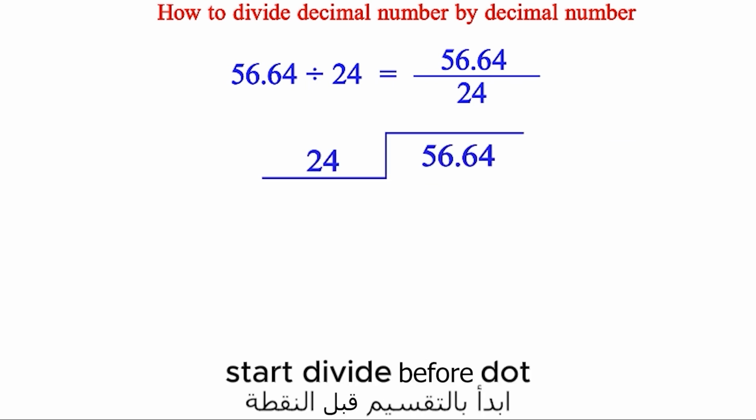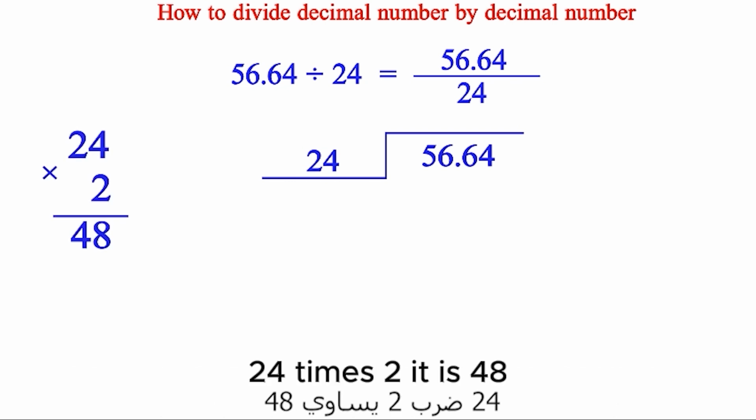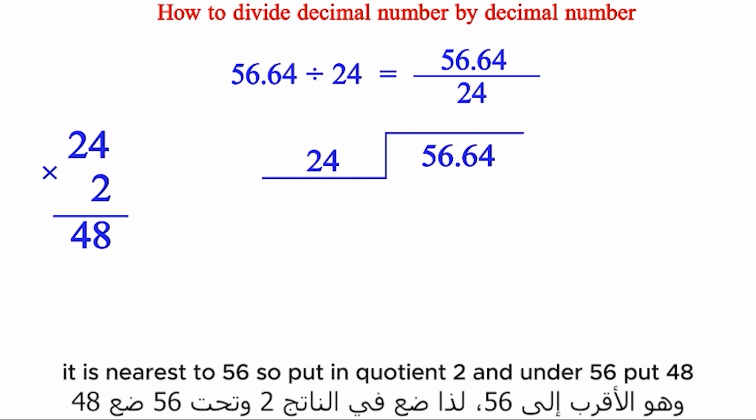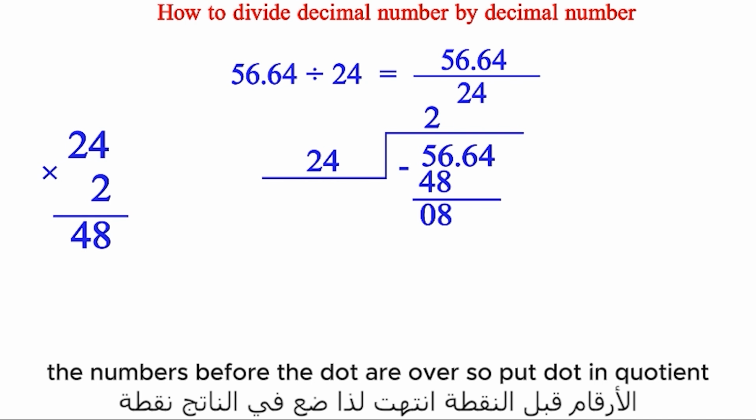Start dividing before the dot. As we took in the previous lesson, see multiplications of 24 to find the number nearest or equal to 56. 24 times 2 is 48. It is nearest to 56, so put 2 in the quotient and under 56 put 48. Subtract them. The numbers before the dot are over, so put the dot in the quotient.